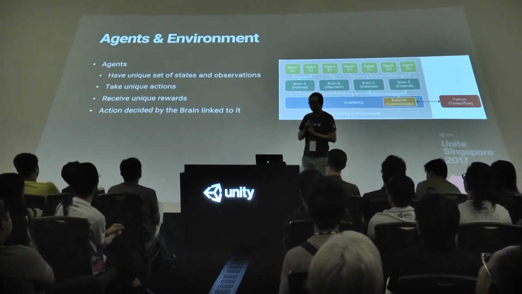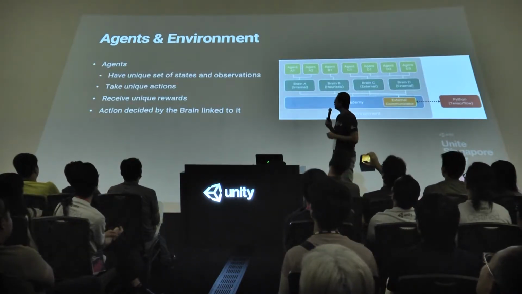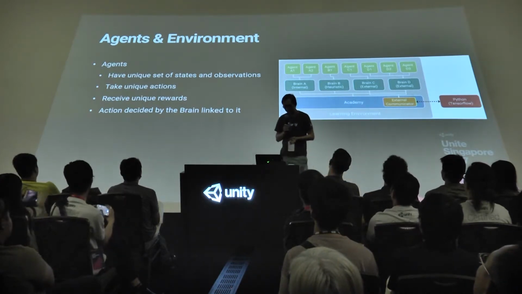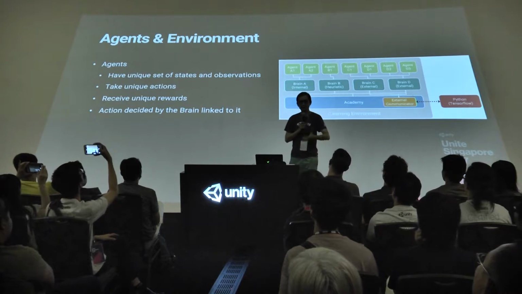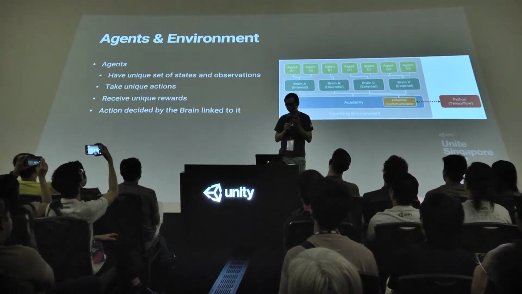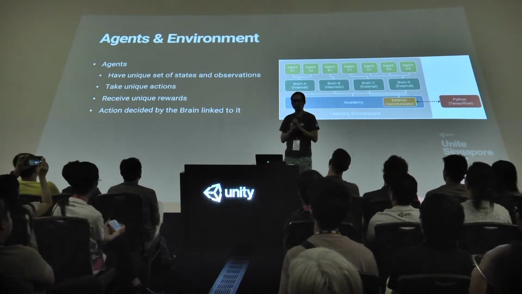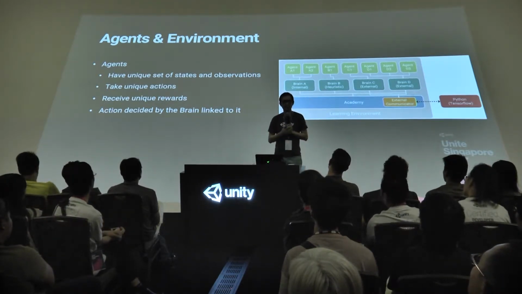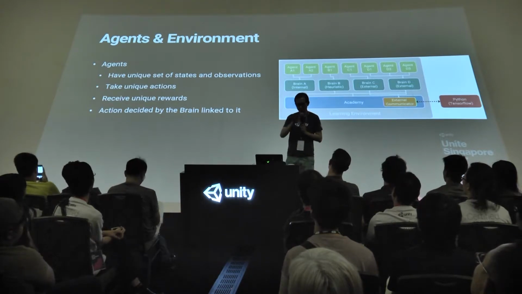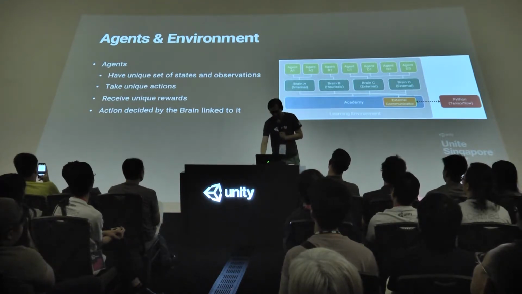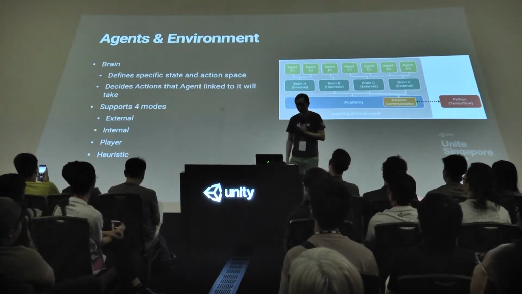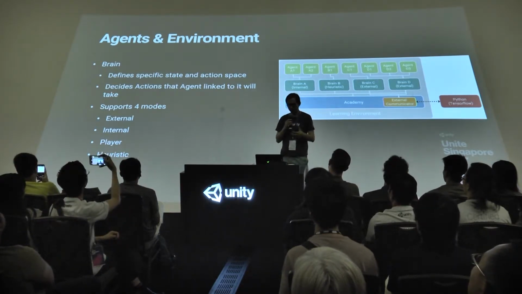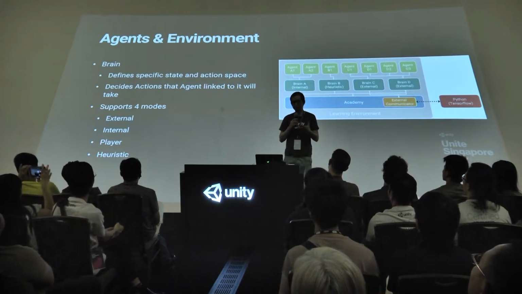So agents have unique sets of states, and they will observe the environment, and they can take unique actions and also receive unique rewards. So the action is decided by the brain that is attached to the agent. So the brain will define the actual state and the action space that is available, and based on that, decides on the best action to take.